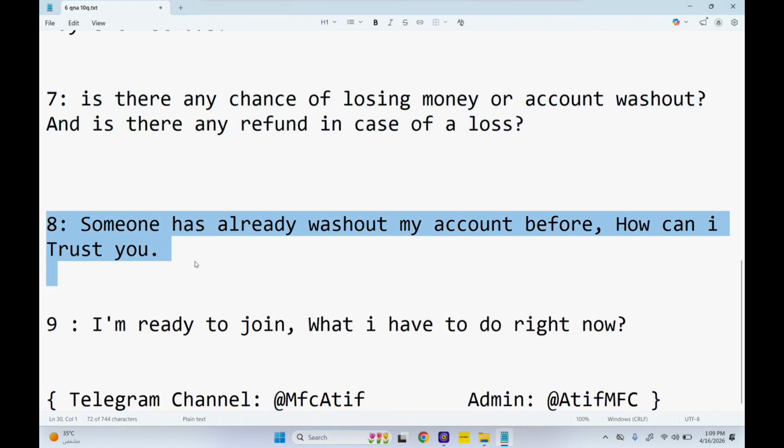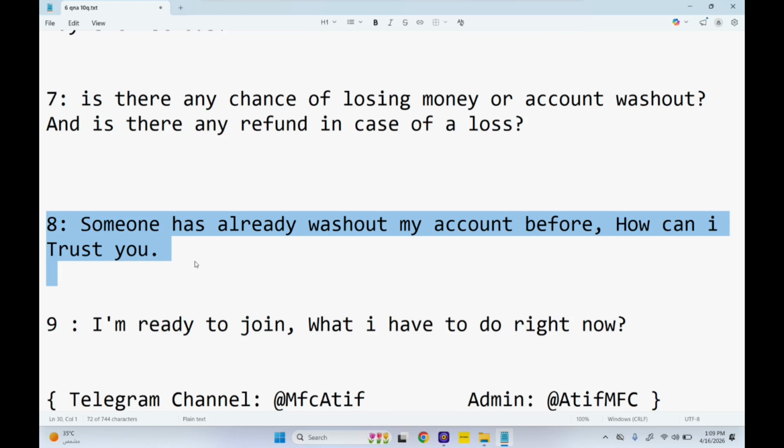The question number 8 is, someone has already wrecked my account before. How can I trust you? So guys, it's a very important question because there are a lot of scammers and fake account managers on the social platforms, and they are scamming people by using big lots without following risk management. And maybe they will give you some big profits, but they can't make consistent and long-term profits. And one day they will blow your account by taking high risk on your account. And guys, they don't care about clients' hard-earned money. So now the question is, how can you trust me?